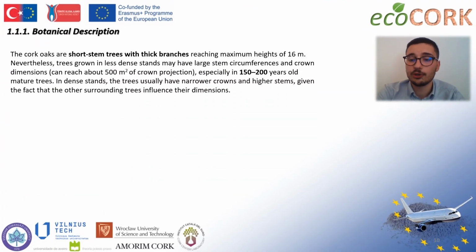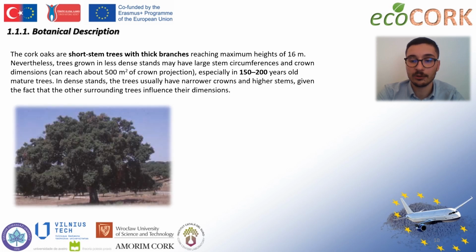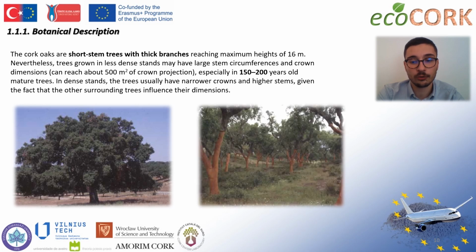Cork oaks are trees with short trunks and thick branches that can grow up to 16 meters tall. Still, trees that grow in less dense stands can have big stem diameters and crown sizes. In dense stands, where there are a lot of trees close together, the trees usually have narrower crowns and taller stems because the other trees affect their size.